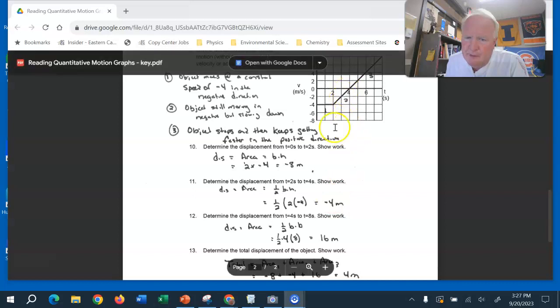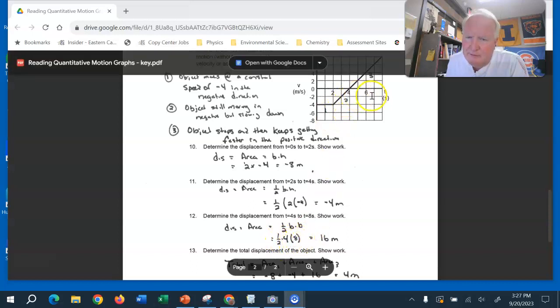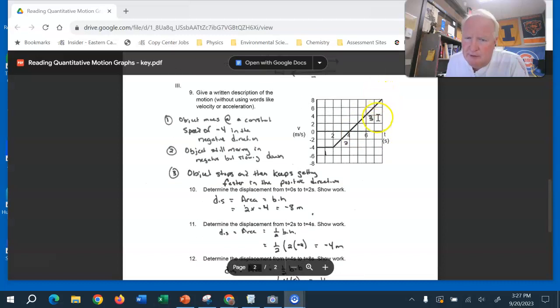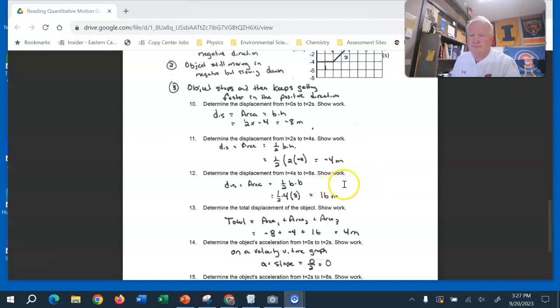So right there. And the last says determine displacement from 4 to 8. So from here to here. That's another triangle. 1/2 the base times the height, 1/2 times 4 times 8. So the base is 4, from 4 to 8, and the height is a total of 8. All right, we get 16. So we go to problem number 13 now, and it says determine the total displacement of the object.